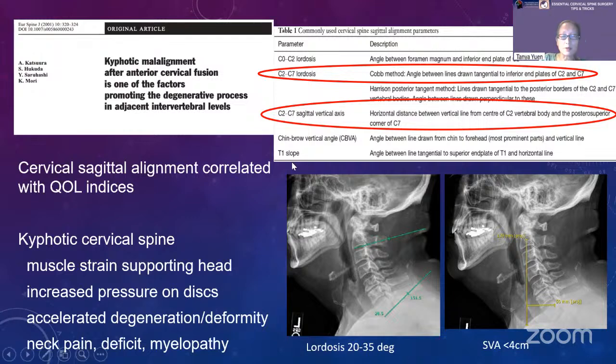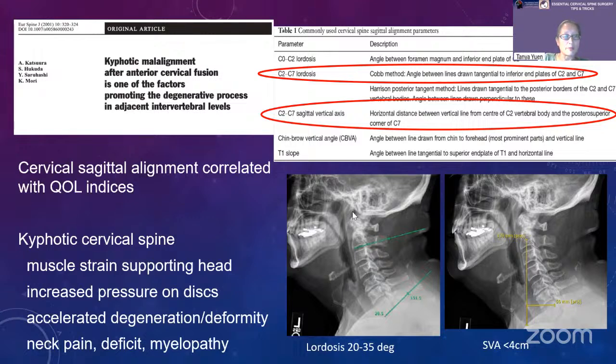The most useful parameters of the cervical spine analysis is the lordosis, which is from the body of C2 to the body of C7, the angle there, and also the SVA, which is basically the horizontal distance from C7 to C2. And that pretty much indicates how far forward your head is in respect to the rest of your body.